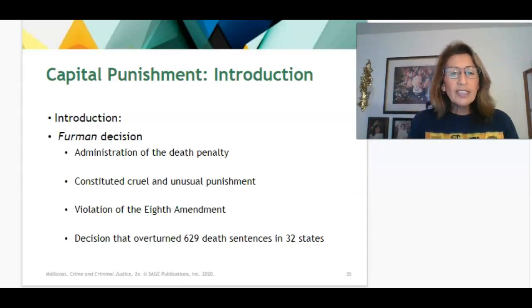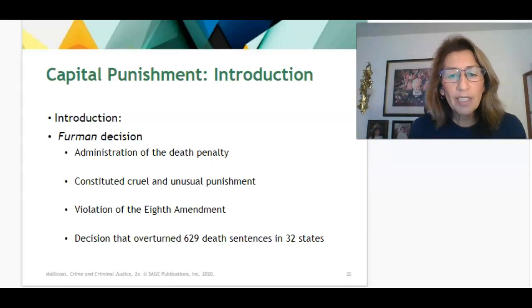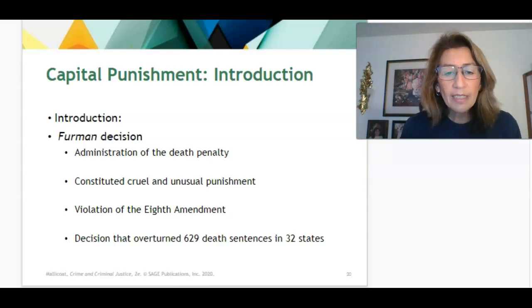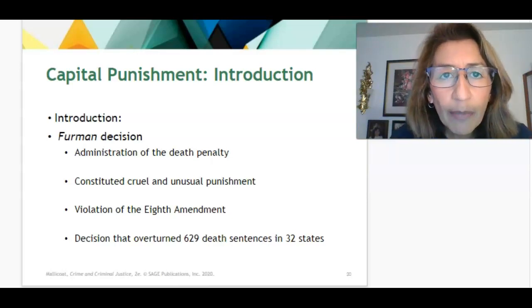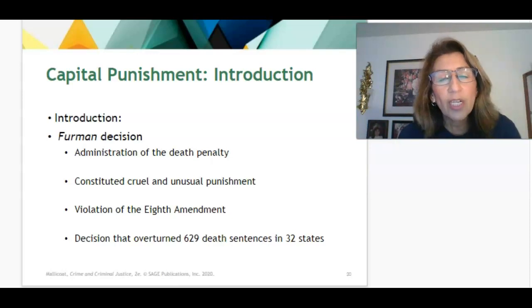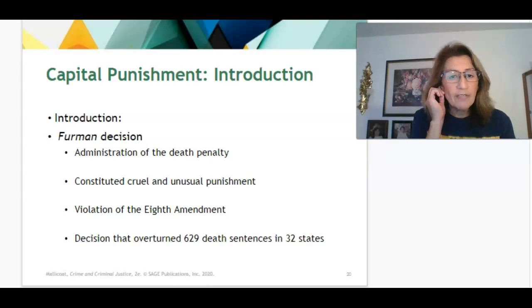The Furman decision talks about how the administration of the death penalty was held to be cruel and unusual punishment. There we go again with woe is the poor criminal, right? It stated a violation of the 8th Amendment, and it was a decision that overturned 629 death sentences in 32 states. For your assignment on this, please give me 3 sentences so I know you understand the Furman decision and what it entailed. Minimum of 3 sentences. For those who like to go into detail, I love it. I'll read it and go from there.